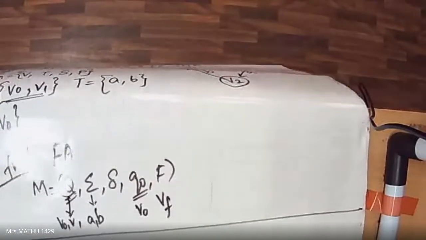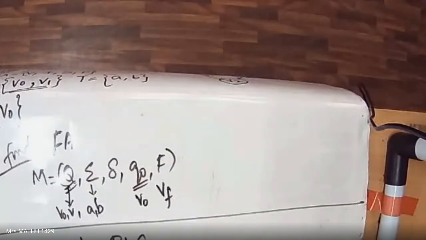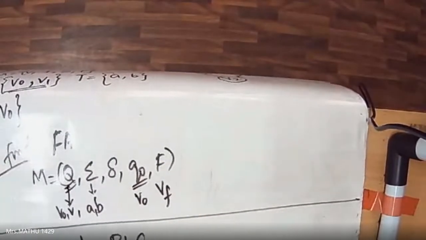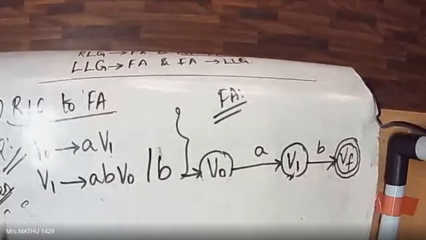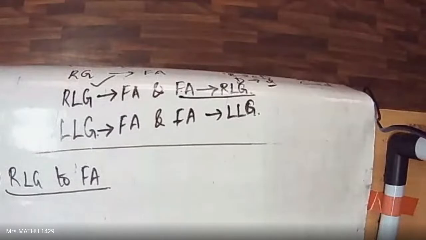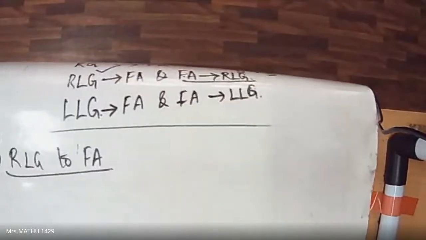So let me rub all these things. Now we'll go for the conversion from the left linear grammar, because left linear grammar is also a regular grammar. As we say that a regular grammar can be converted into finite automata, we should also be able to do the conversion from left linear grammar. So the next conversion: left linear grammar to finite automata.